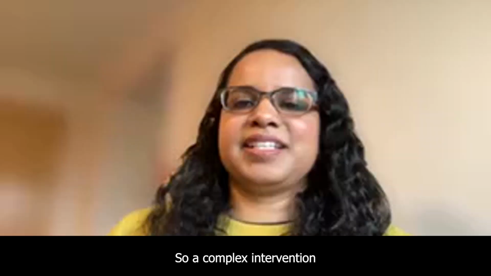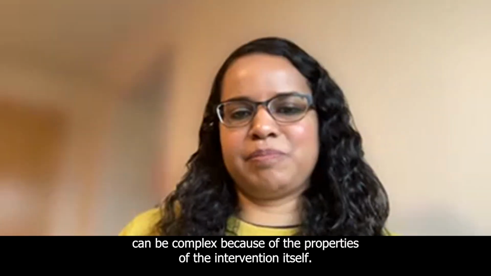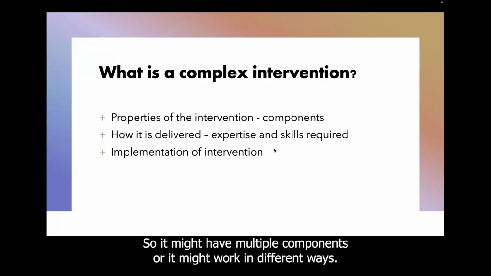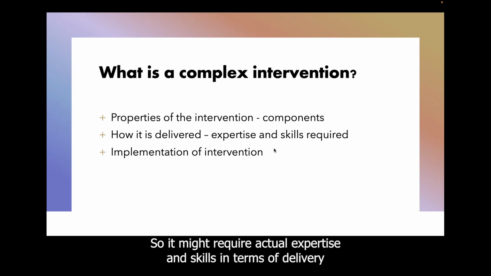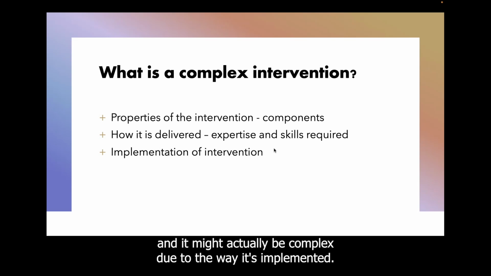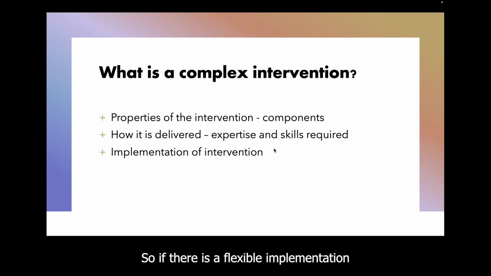So a complex intervention can be complex because of the properties of the intervention itself. So it might have multiple components, or it might work in different ways. It might be complex because of the way it's delivered, so it might require actual expertise and skills in terms of delivery. And it might actually be complex due to the way it's implemented. So if there's a flexible implementation strategy, then that might be adding layers of complexity to something very directly as well.